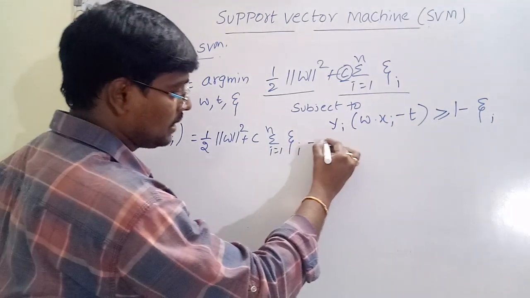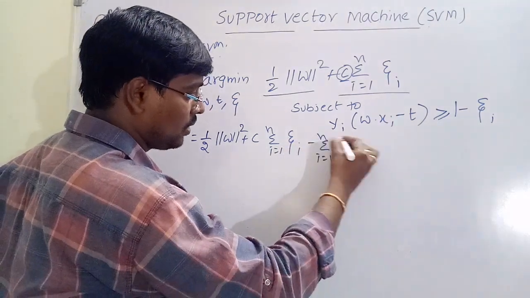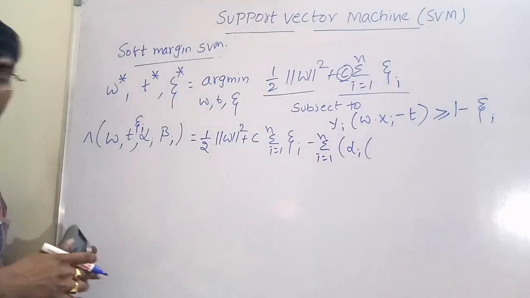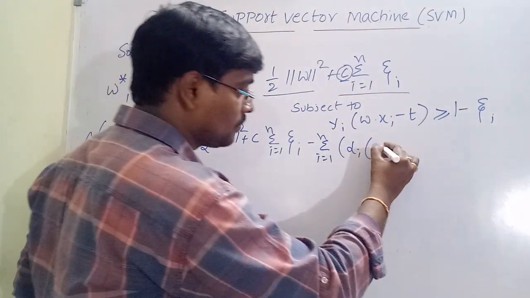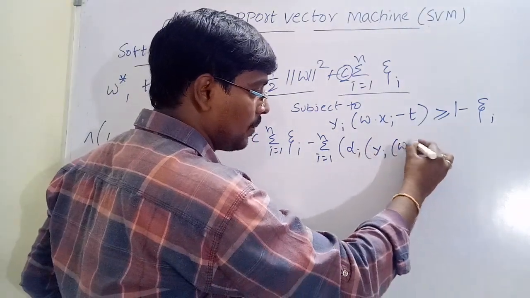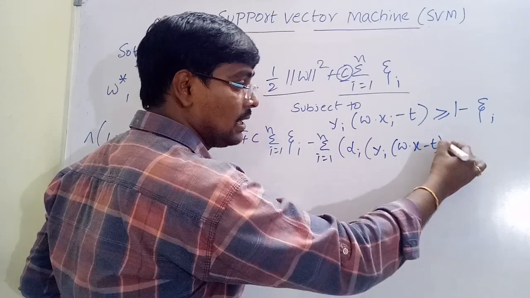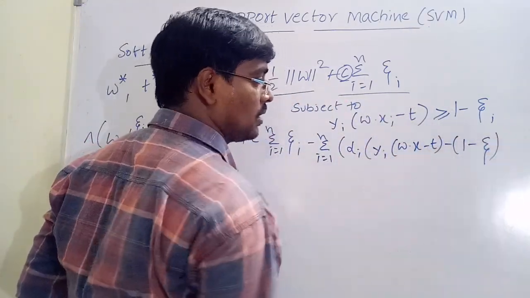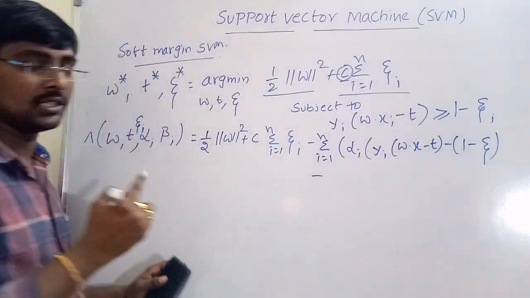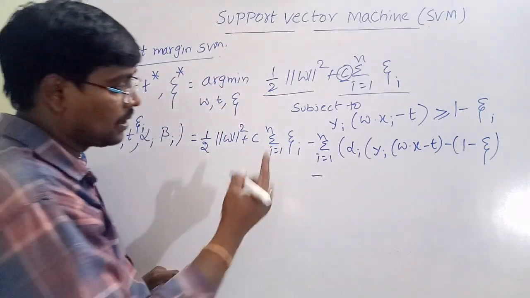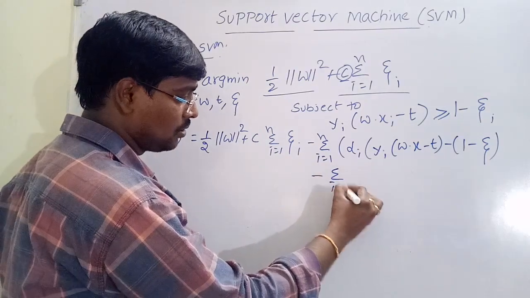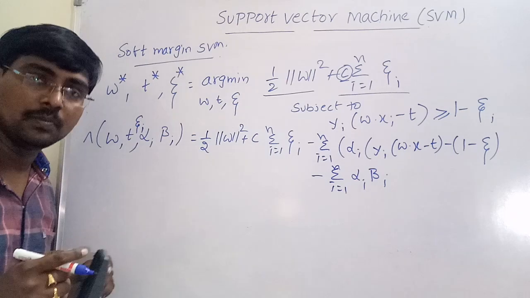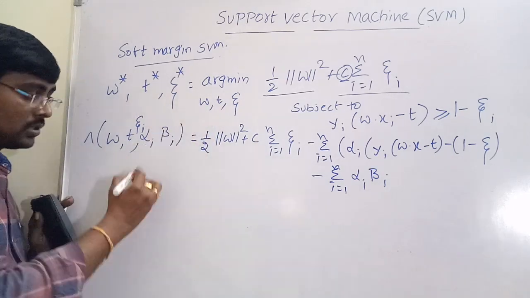So minus sigma i equals 1 to n alpha i into yi w into x minus t. In the previous case we were writing minus 1, now we are writing 1 minus this one, plus minus sigma i equals 1 to n alpha i beta i. Beta i is also a Lagrange multiplier, for the slack variables.